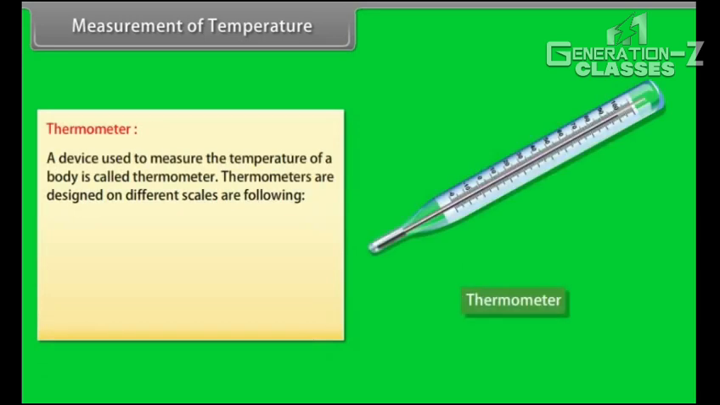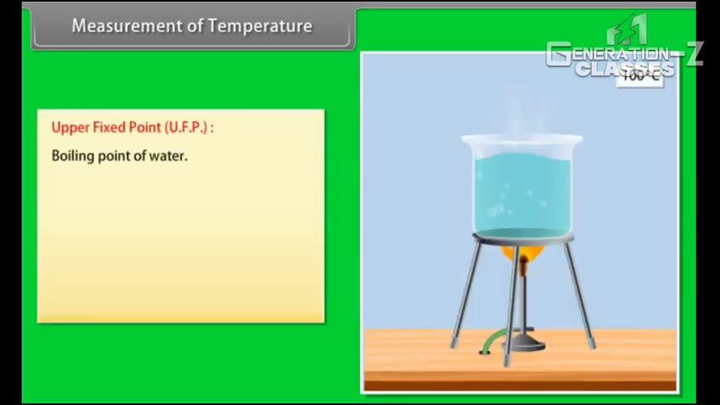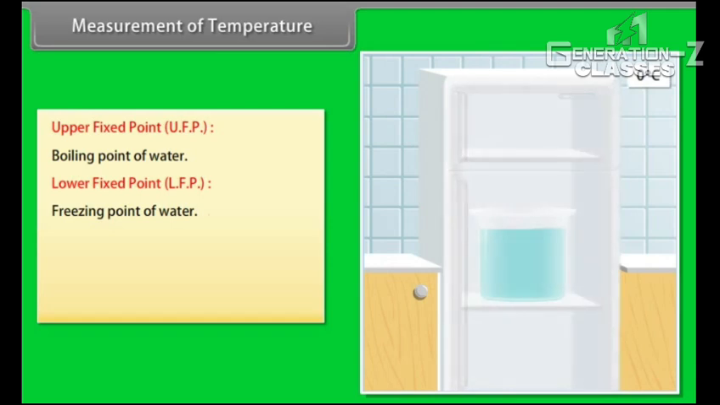Measurement of temperature. A device used to measure the temperature of a body is called a thermometer. Thermometers are designed on different scales, which are the following: Celsius scale, Fahrenheit scale, Kelvin scale, and Reamur scale. Boiling point of water is known as the upper fixed point. Freezing point of water is known as the lower fixed point.